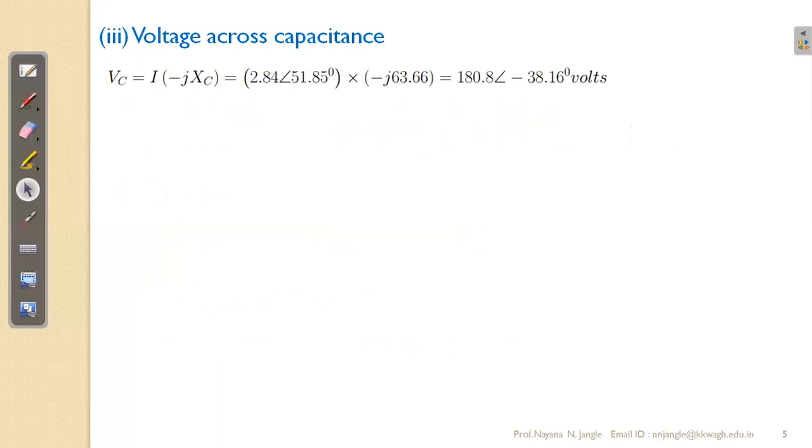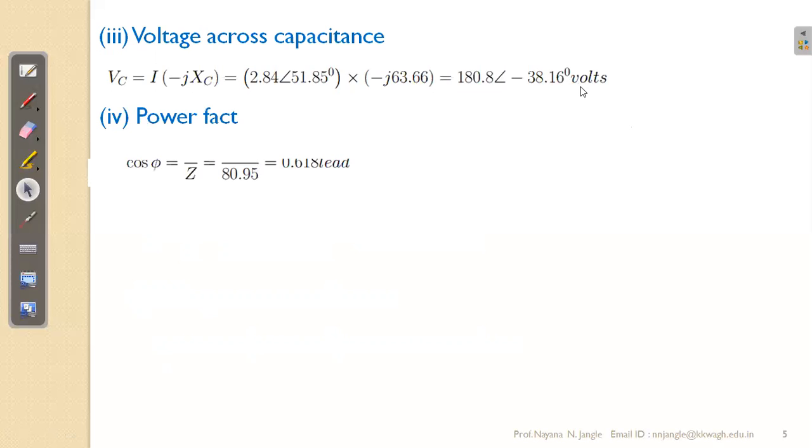Then voltage across capacitance is the product of current and the capacitive reactance. As it is a capacitor, this reactance is given with the negative sign. So VC is equal to I into minus jXC. It is 2.84 at an angle 51.85 degree, this is your current, and minus j63.66, this is your capacitive reactance. After calculating this, we get voltage across the capacitor VC as 180.8 at an angle minus 38.16 degree volts.